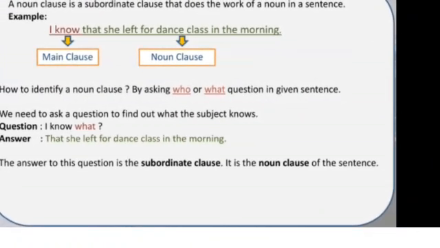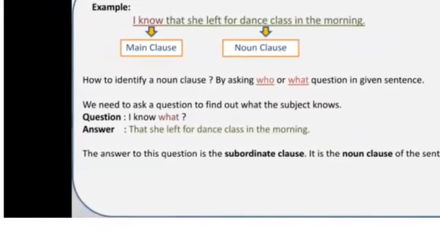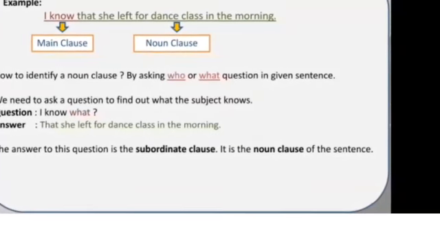So the first part, I know, is the main clause, and that she left for dance class in the morning is a noun clause, because you can see that the pronoun she is present here. The whole of this depends on I know. So this is a subordinate clause or noun clause.